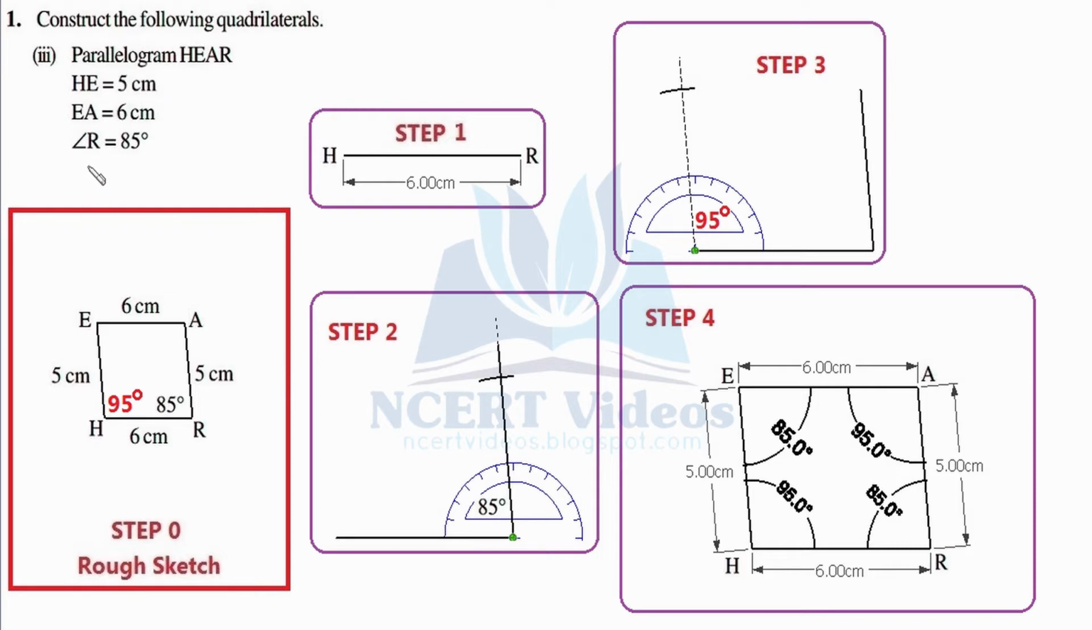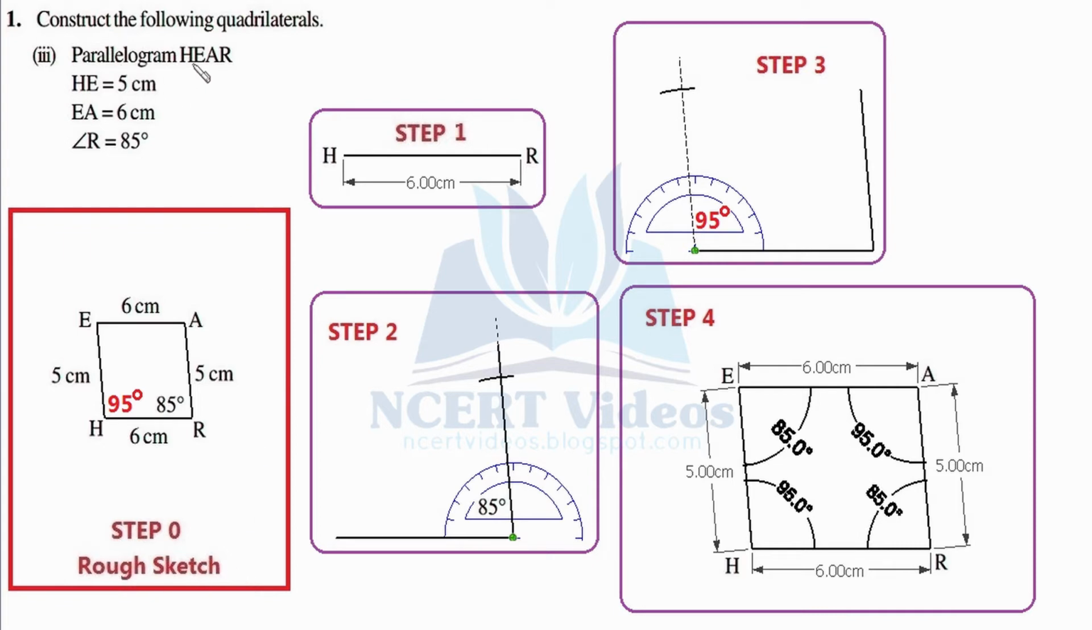In last part, we are given with one of the angles whose name is R and its measurement is equal to 85 degrees. These three statements provide us all the information that is required in order to construct a parallelogram HEAR. Now, we perform our first step, or step number 0, that we call as rough sketch.